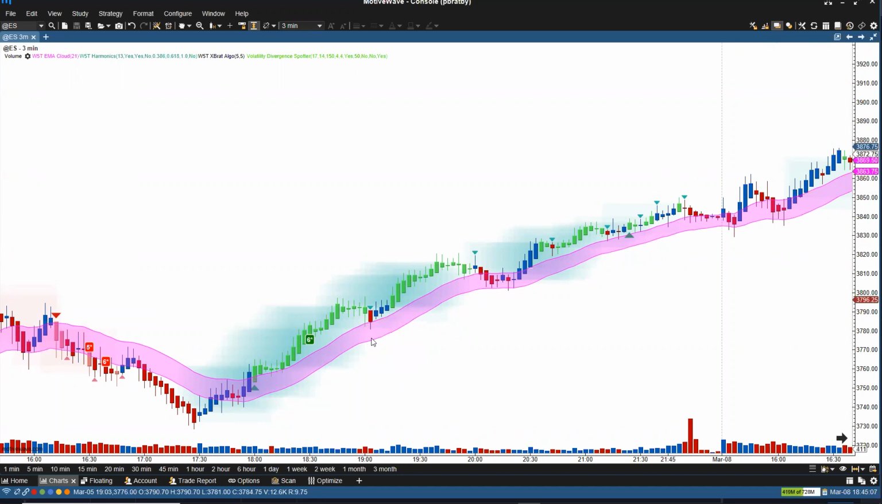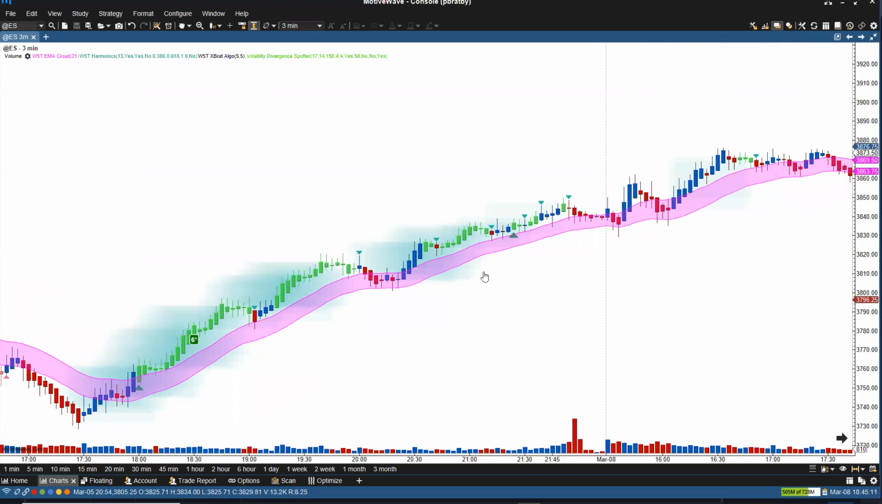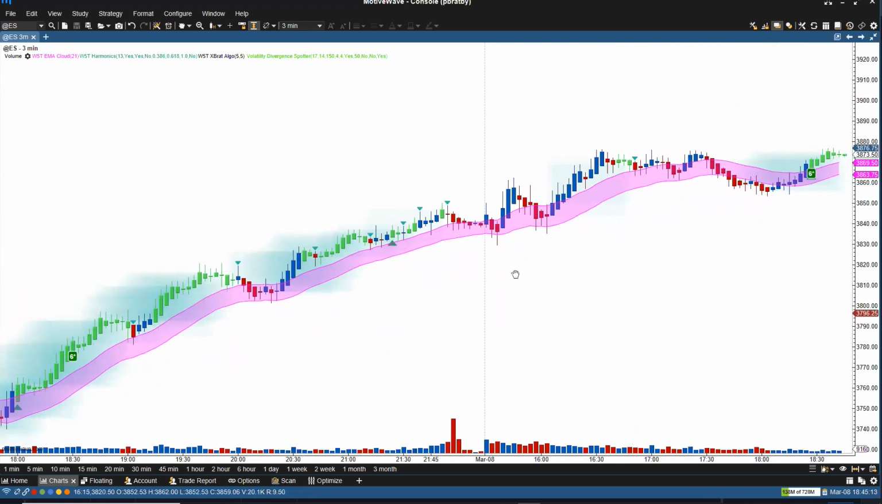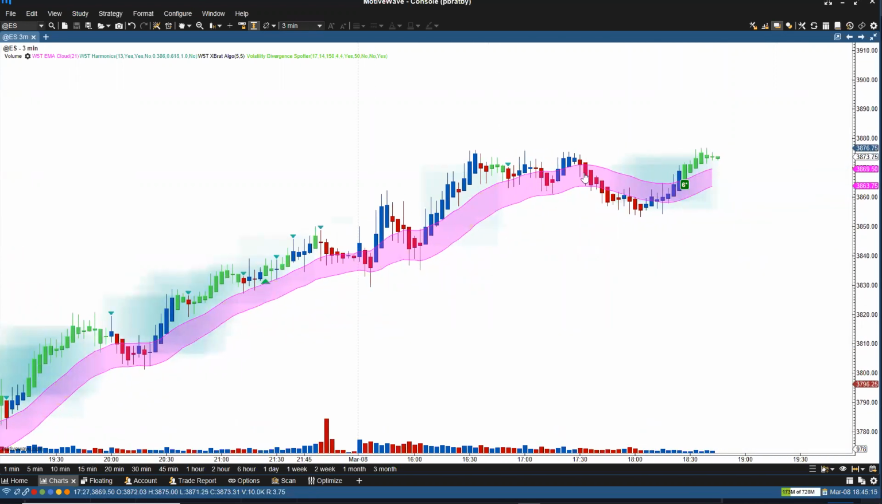Again, it comes to test, doesn't break. Comes to test, doesn't close below. Keep going, keep going, and then we're into today, and finally we close below the EMA Cloud here. We've just got another 6-star buy in here, okay? We've got some overnight highs.